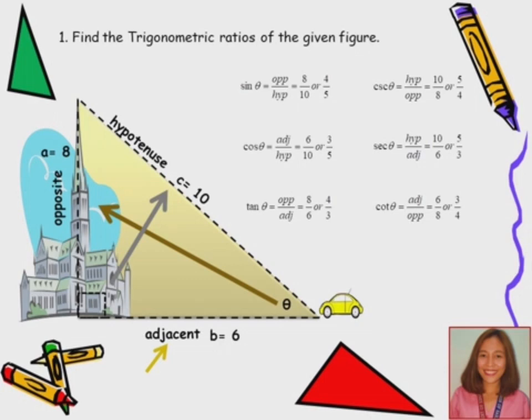And last is cot theta, where our adjacent is 6 and our opposite leg is 8. Then we will have cot theta equals 6 over 8, or simply 3 over 4. And that's the trigonometric ratios of this figure.